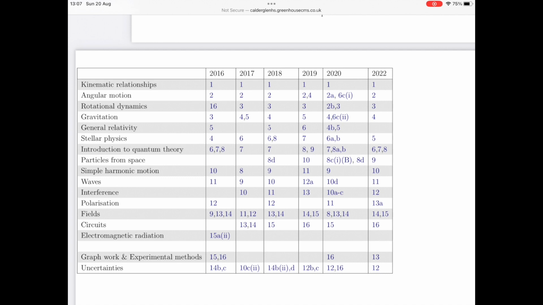That's it for this one. In the next video we're going to have a look at rotational dynamics. It's usually question 3 in the paper, and that usually involves moment of inertia. We shall see you in the next one.